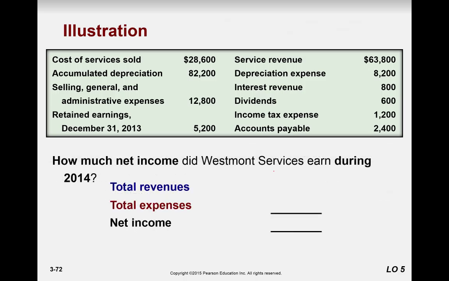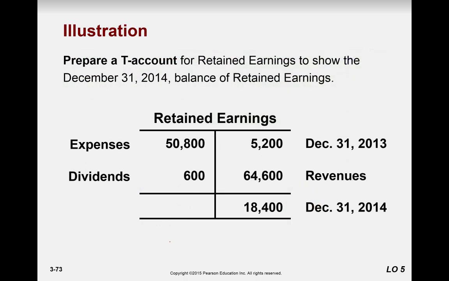So how much net income did the company earn? You see the 64.6 for the revenues and then the expenses. So just a simple subtraction gets the $13,800. And then here's the retained earnings T account, which is basically your statement of retained earnings.